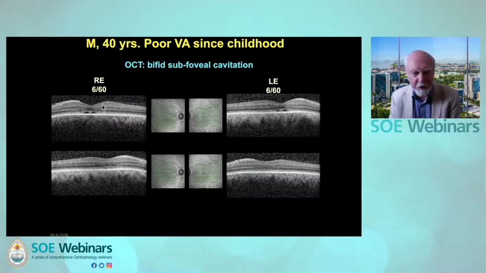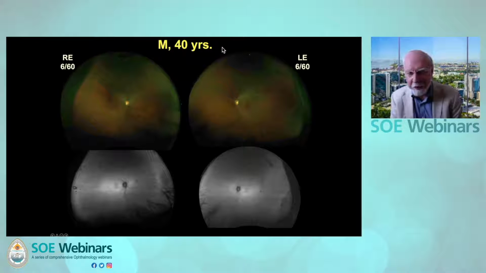But this is another patient who has bifid subfoveal cavitation, and a similar history with poor acuity since childhood. So does this patient have KCNV2 disease? Nothing much to see in the fundi of any specificity.